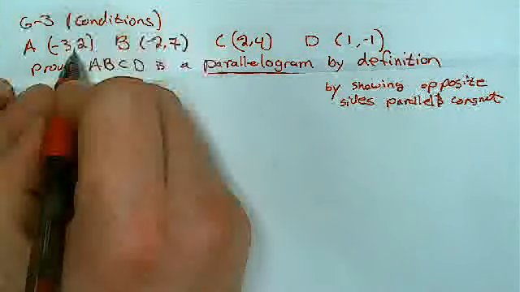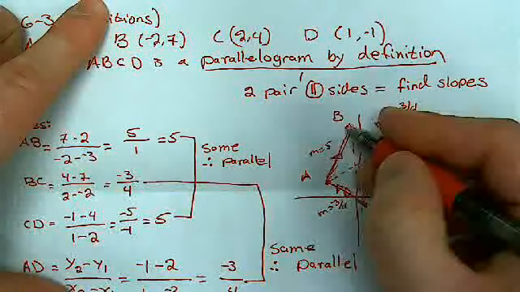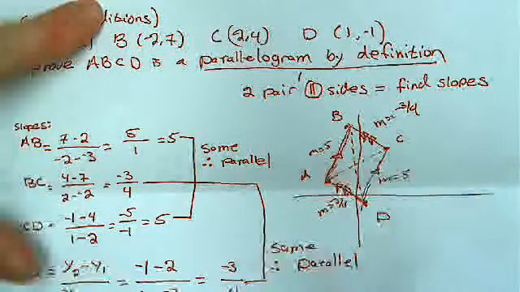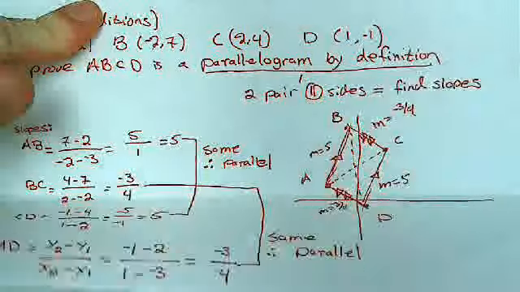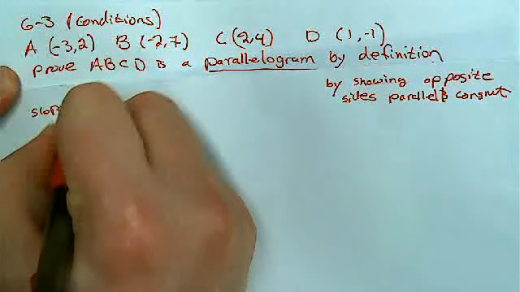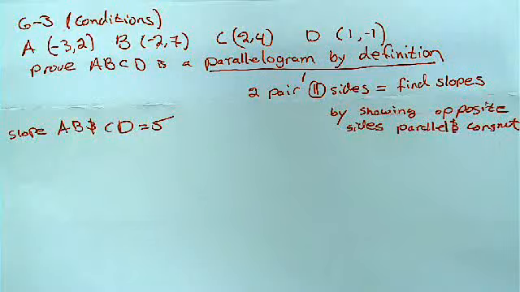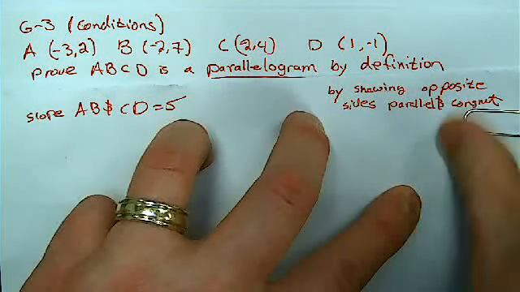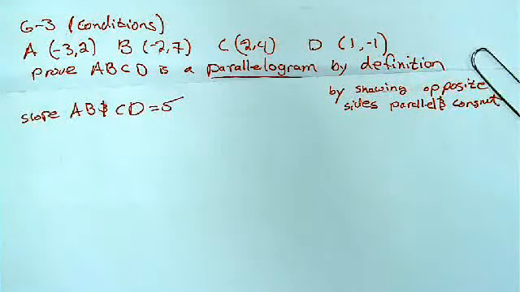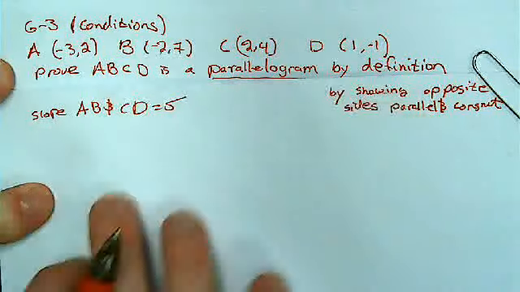So we already know that, let me go back a second here. We already know that AB and CD are parallel, right? We proved that with this here. So I'm just going to repeat that: AB and CD have a slope of 5. So slope of AB and CD equals 5. So that establishes that they're parallel. Let's make sure they're congruent now, because that's another way I could approach this.